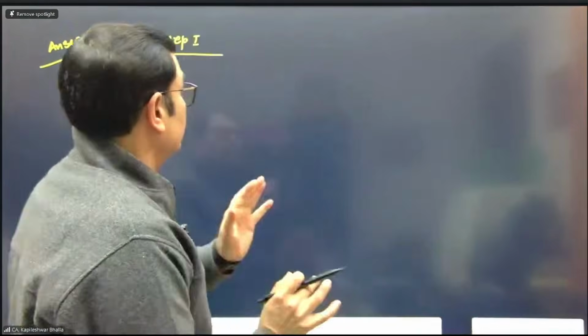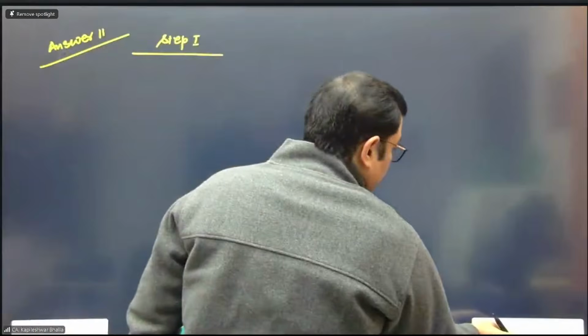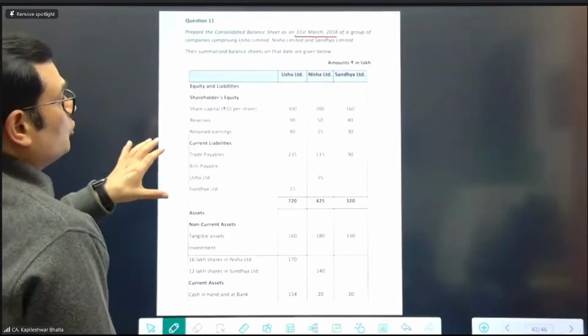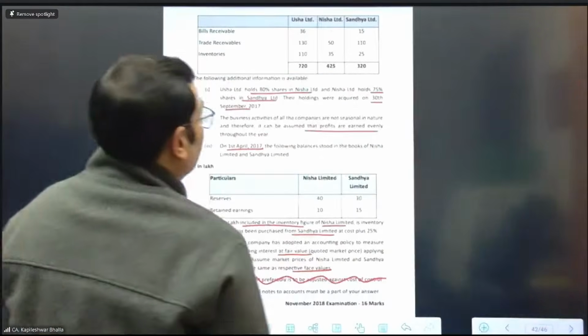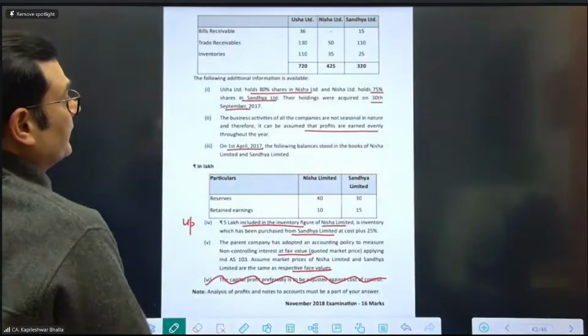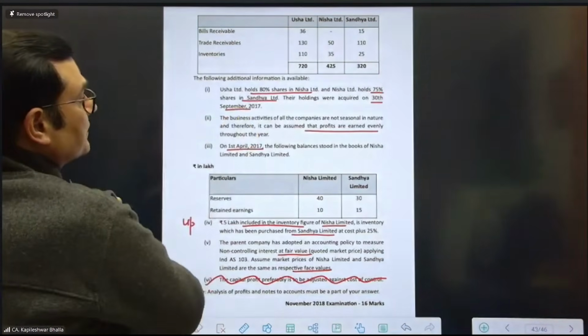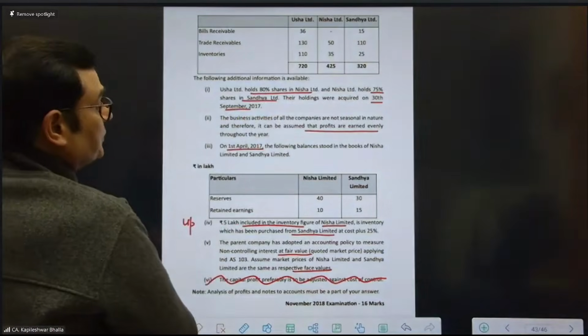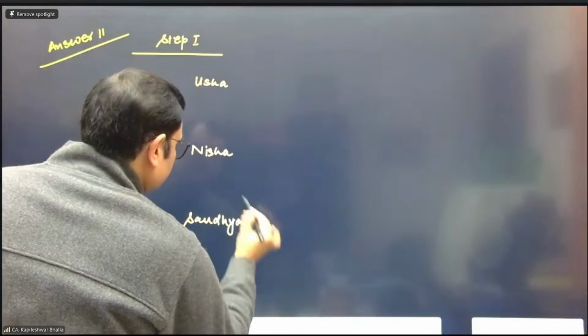Okay, so let's begin the journey. As I said, there will be a slight additional input in terms of step number one. Now, what will be that additional point? We'll see. Now, I am given the status in terms of the holding. Usha has got shares in Nisha, and Nisha has got shares in Sandhya. Usha has got 80% shares in Nisha, and Nisha has got 75% shares in Sandhya. So let's get the chain.